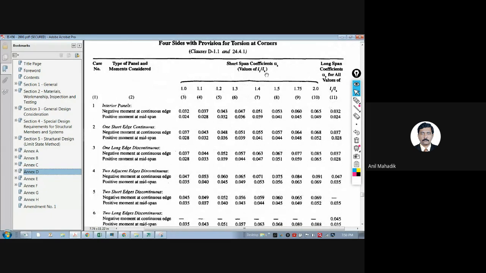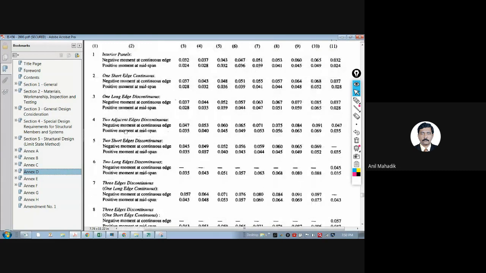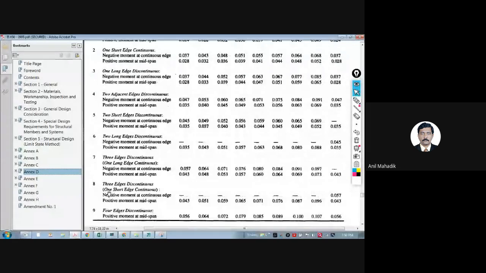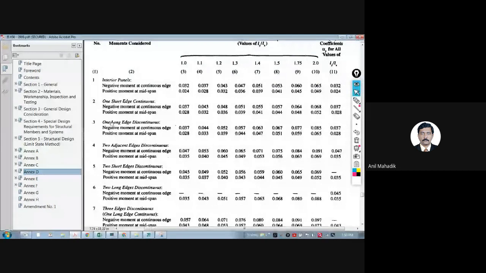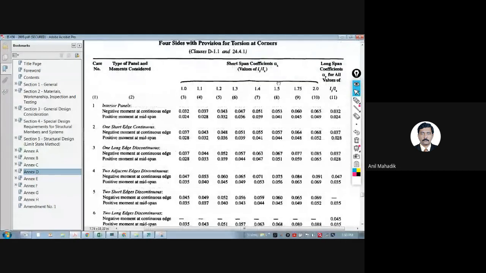So depending upon Ly upon Lx ratios, the coefficients are different. And we get the bending moment at the support, at the mid, depending on whether the end conditions are fixed or simply supported. So there are 9 cases. One is the interior panel, then one short edge continuous, one long edge discontinuous. So all these things are given, and there is a coefficient alpha x and alpha y. Alpha x is for short span moments and alpha y for long span moments.